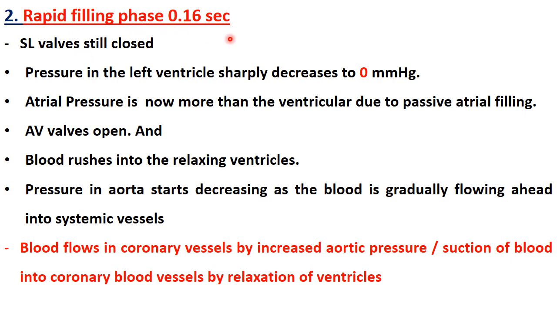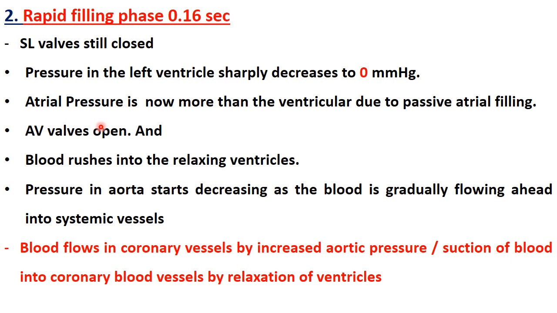The second phase of ventricular diastole is the rapid filling phase and it ends in 0.16 seconds. The semilunar valves that had closed at the onset of the diastole are still closed. The pressure in the left ventricle sharply decreases to 0 millimeter of mercury because of relaxation of the left ventricle. The atrial pressure is now more than the ventricular pressure due to passive atrial filling, so the AV valves open and blood rushes into the relaxing ventricles. That is why this is called rapid filling phase.